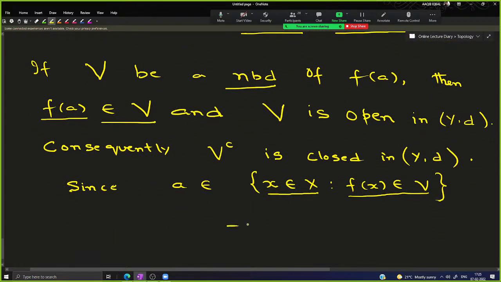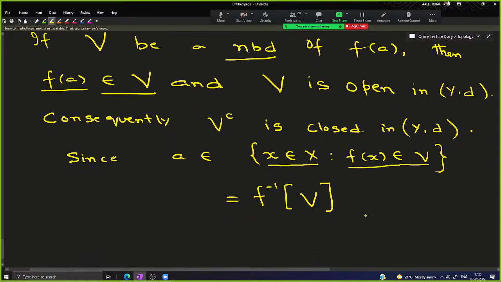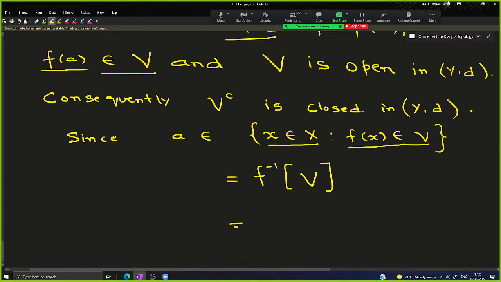But if you interpret this set in terms of the inverse image function, what is this set? It is nothing but f inverse of v. Okay? Now this f inverse of v, I can also write as f inverse of v complement whole complement.